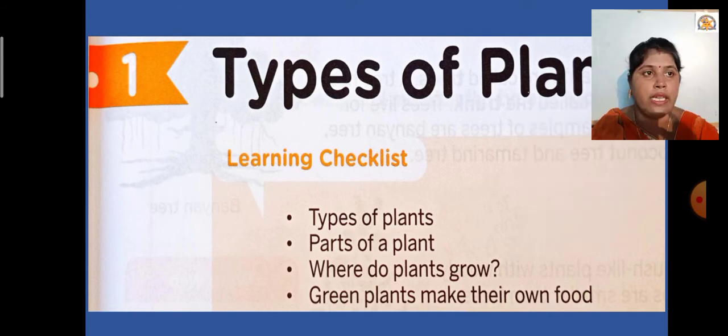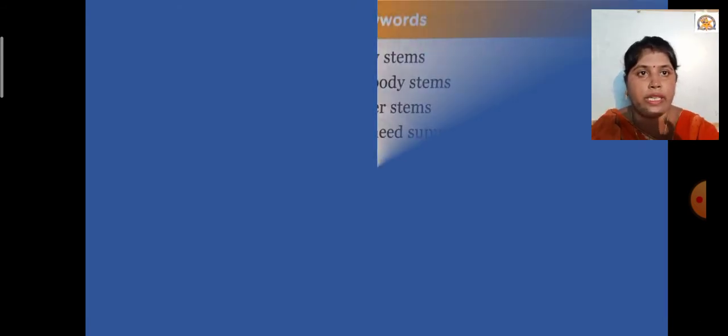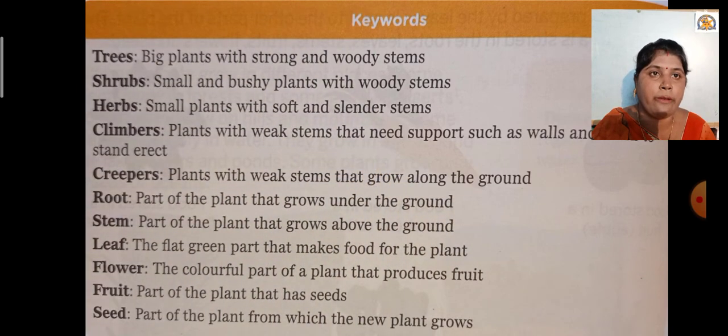So students, let us start the revision. With the help of keywords we can take the revision. I chose this topic because in the keywords they have given us all the definitions of the types of plants and the parts of plants. If you did not write these keywords in your science notebook, you can write them down now also, and you have to learn all these definitions.